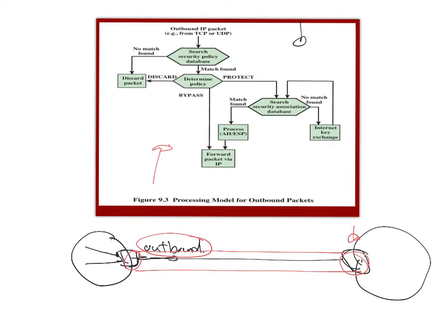Now we have many incoming traffic, and we need to map this incoming traffic to this tunnel, whether by using the action of bypass, discard, or protect. And in protect, I need to specify a flag, whether this is ESP or AH, for encryption and for authentication.